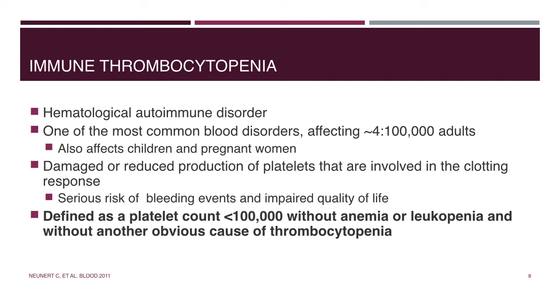But this largely affects the patient's quality of life, as patients are worried most of the time. ITP is defined as a platelet count of less than 100,000 without anemia, leukopenia, or other obvious cause of thrombocytopenia. And we'll see in a few slides just how ITP is diagnosed.